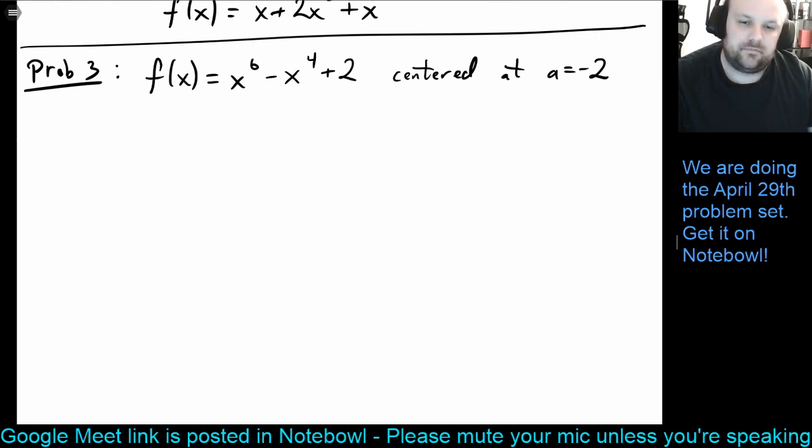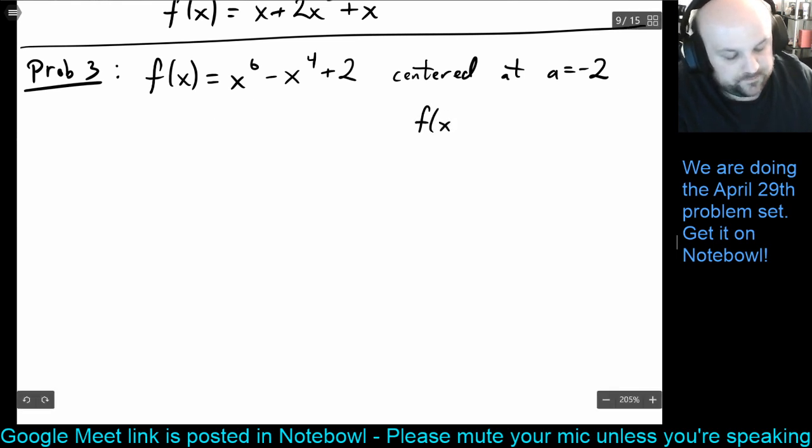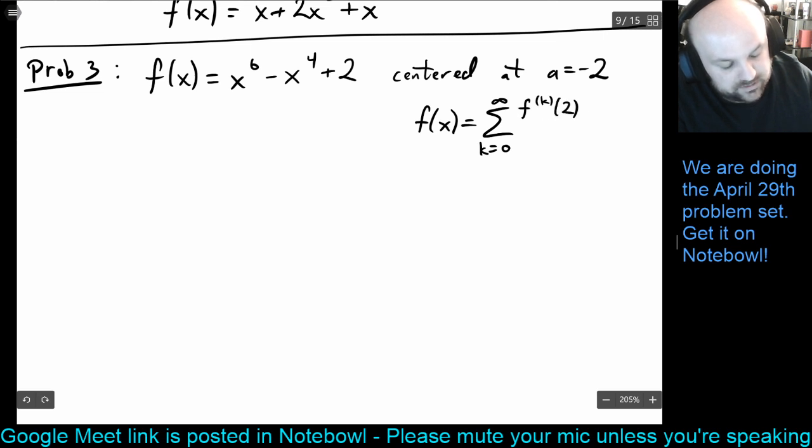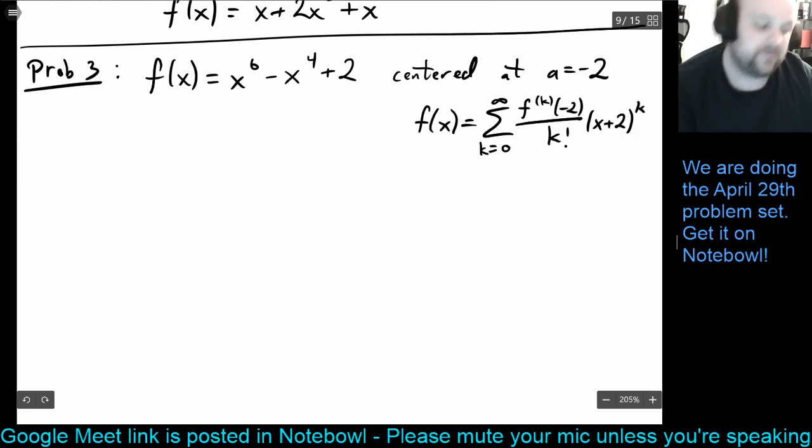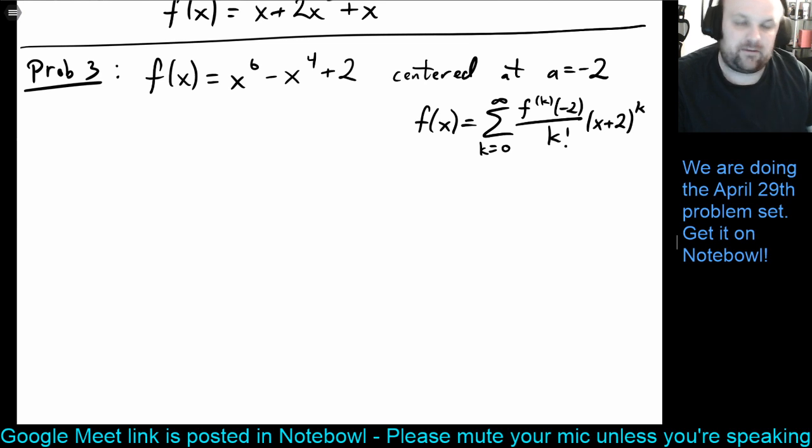So things actually end up getting a little more complicated this time, because remember, a Taylor polynomial centered at a equals 2 is going to end up looking like this. The sum from k equals 0 to infinity of f^(k) of -2 over k factorial times (x plus 2)^k. Right, so we're trying to rewrite everything in terms of x plus 2's.